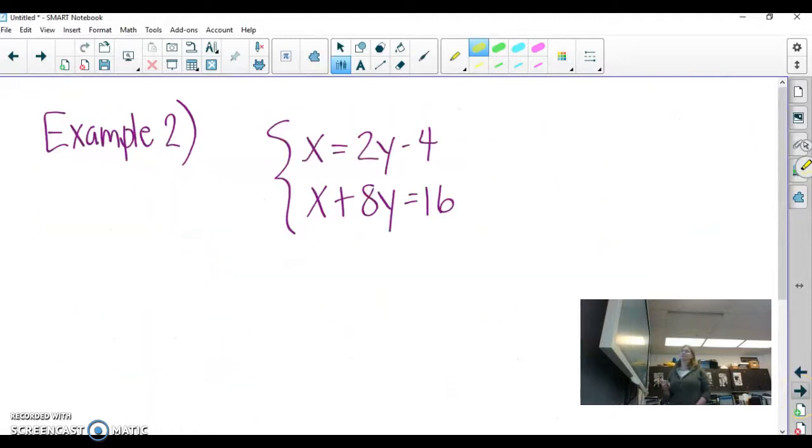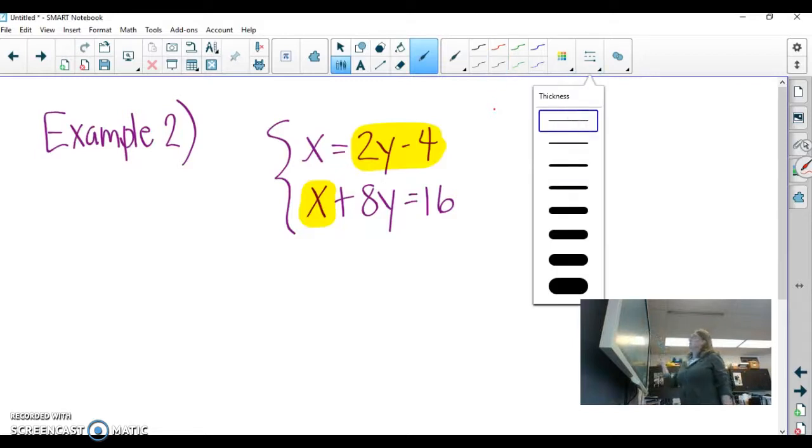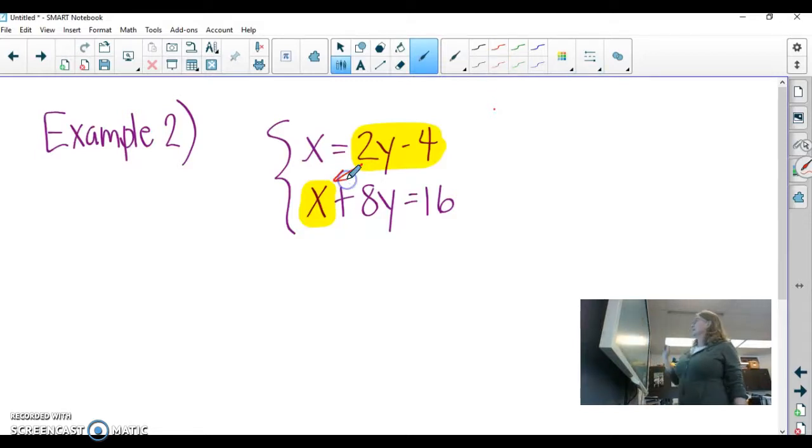Okay, next example. Again, pause the video and write down the example. Okay, for this guy, the first equation is solved for x. X is equal to 2y minus 4. So what I'm going to do with that is substitute it into the second equation. I'm going to put that in place of x. Since x is equal to 2y minus 4, I can just substitute that in. This is going to go right in here.